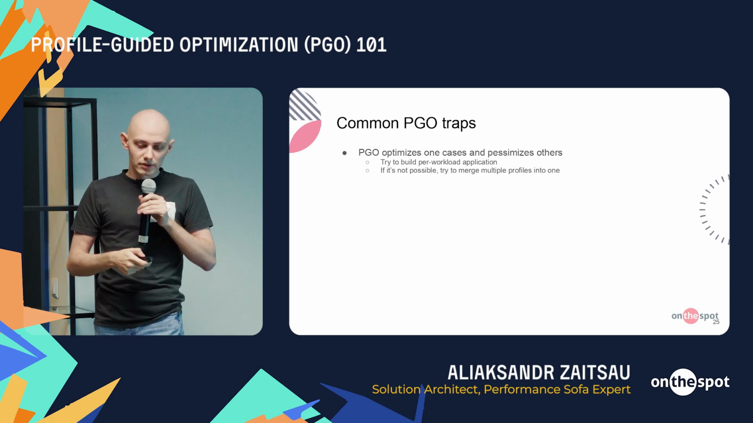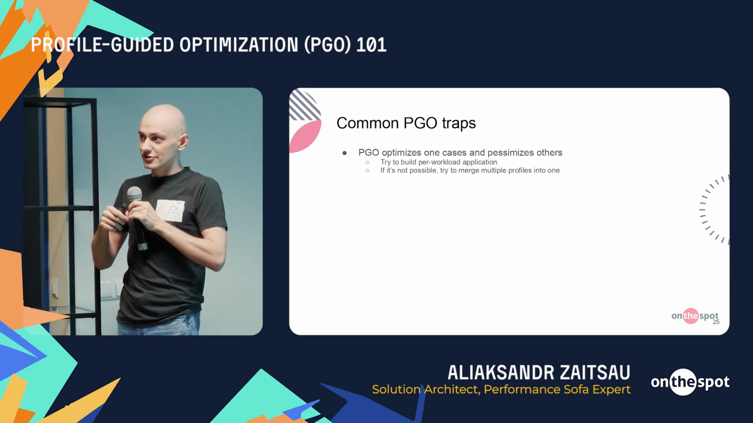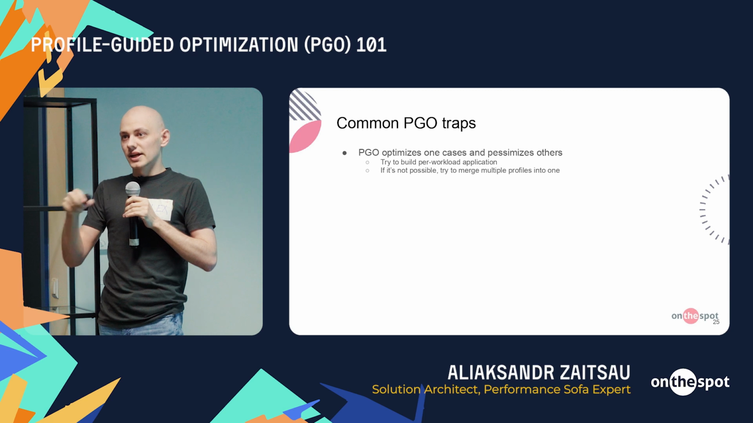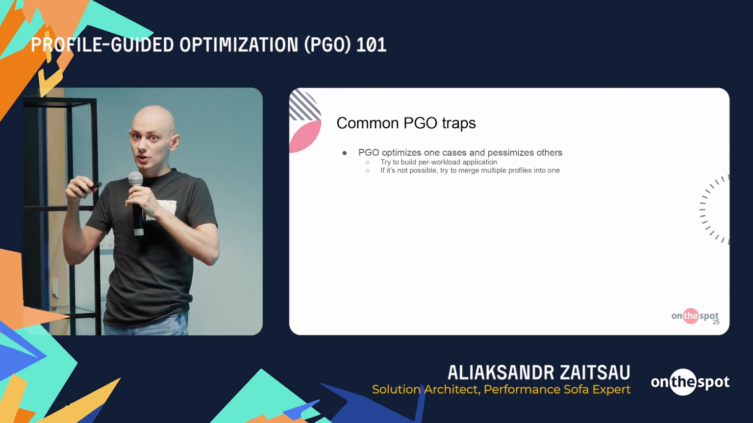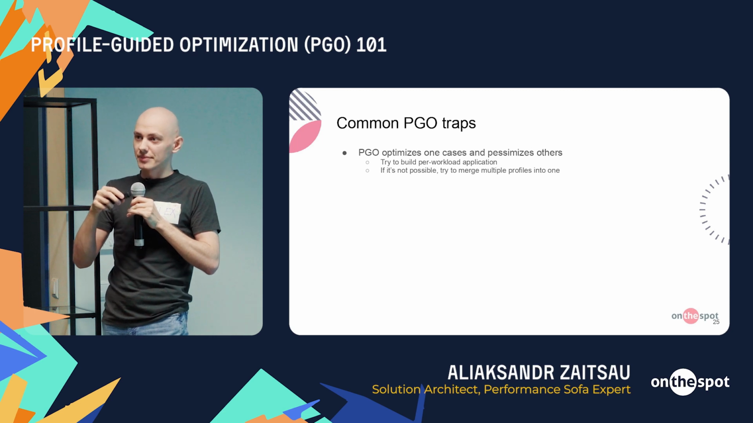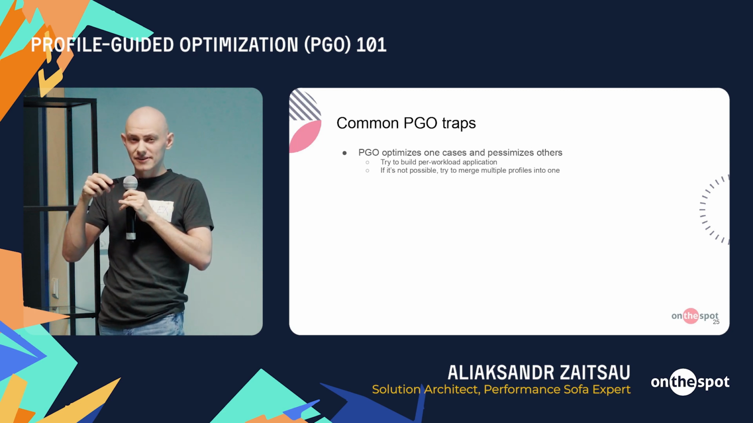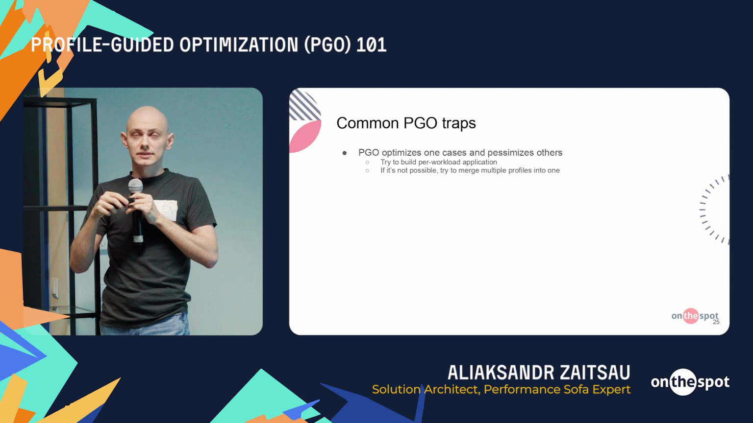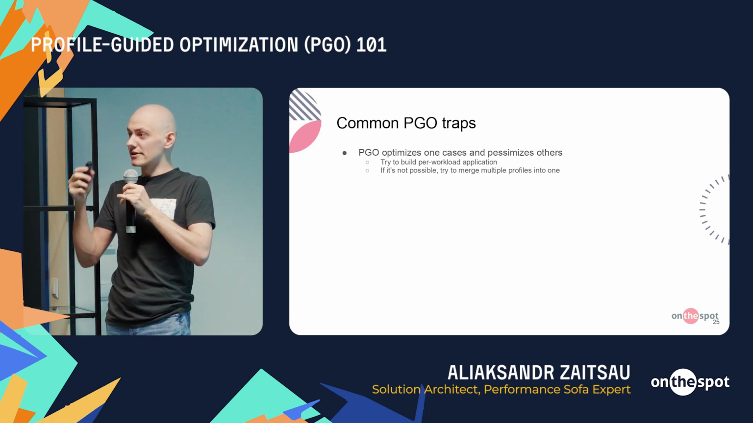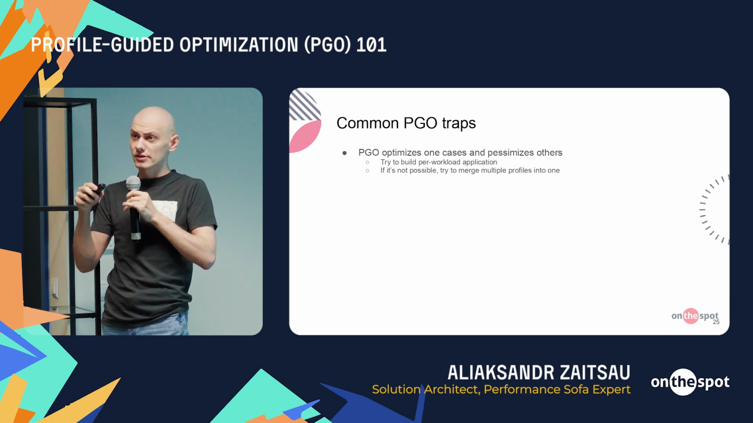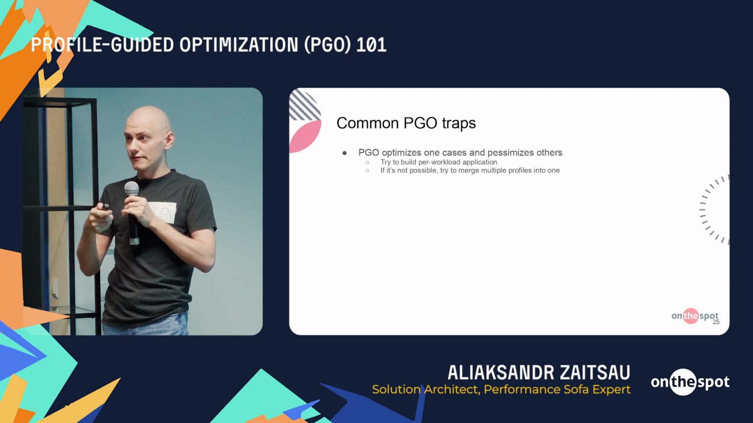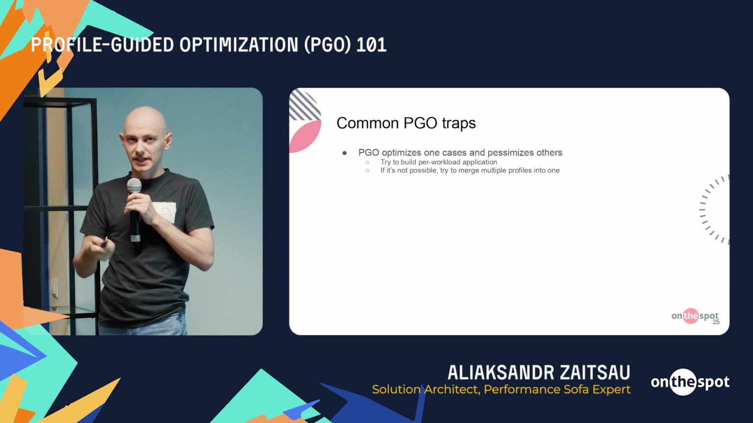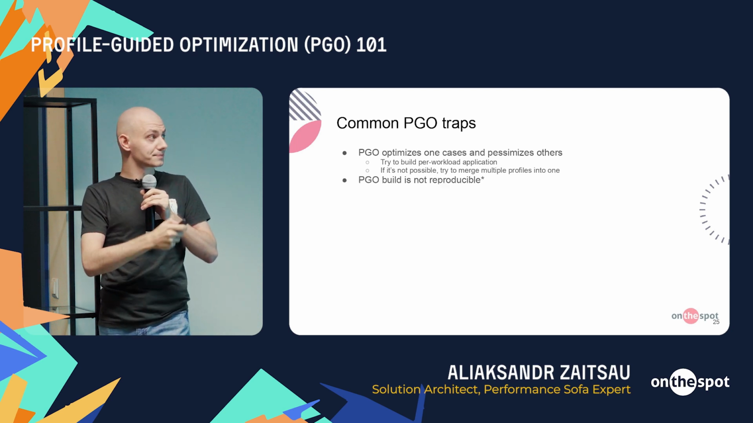If that's not possible, you can try another trick. You can try to collect as many PGO profiles as possible and merge them into one. There's a huge probability it will work fine. Maybe you will not get peak performance for each case, but in general, the performance improvement will be achieved. There are tools like llvm-profdata and others to do this.